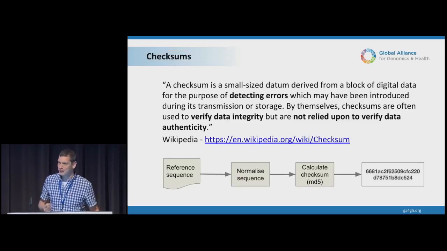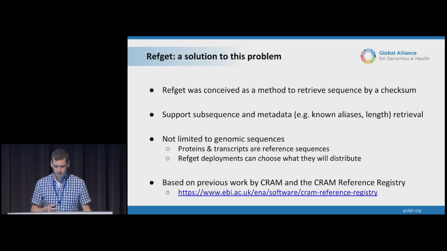Well, we can go back to computer science. We can say, okay, what do you have available for doing this? And there's something called checksums. And checksums are small algorithms which basically come out with a small identifier at the end that can be used to verify the data integrity, but you can't use it to verify data authenticity. I'm really concerned about integrity, so great, we can use that. And here's a little example of the idea that we apply to this. We have a reference sequence, we normalize that sequence, we calculate a checksum, and out pops this string identifier, and that's a unique identifier for that given sequence.